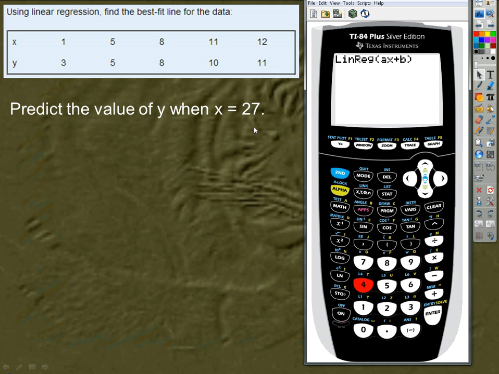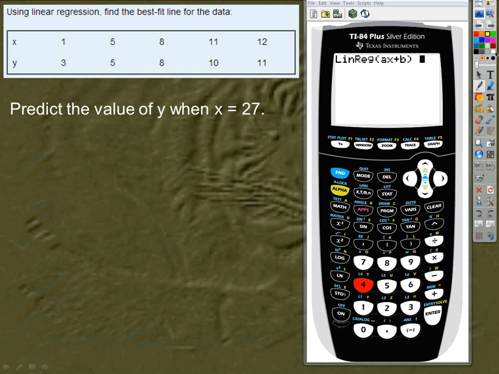But then on this screen right here, if I actually want to build the linear model, in other words, graph the line, remember that on your screen where it says store regression equation, that's important. Alpha. What has to go right there? Y1. We got to put a Y1 there, right?